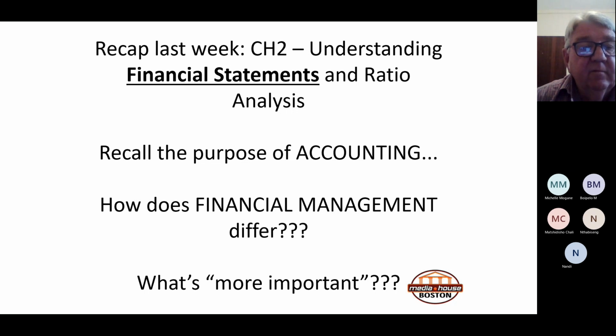Okay, if we just have a look and recall the purpose of accounting. Accounting is to report financial information so that users of financial information can make informed decisions. Now that is what is financial accounting. Financial management is then where we have to take certain decisions, the investment decision, the financing decision, and the working capital decisions.